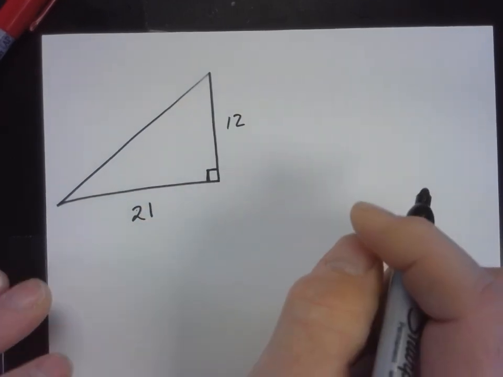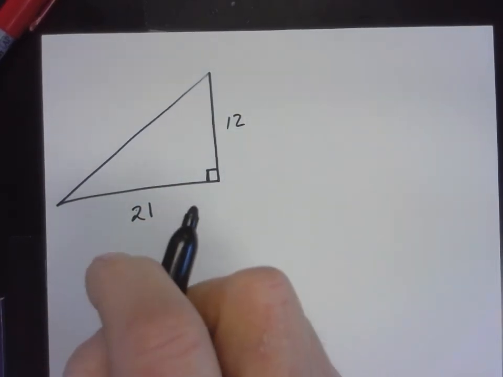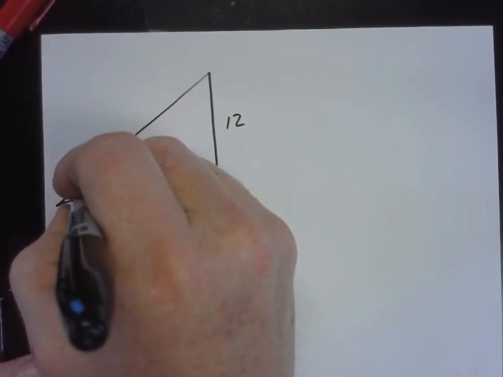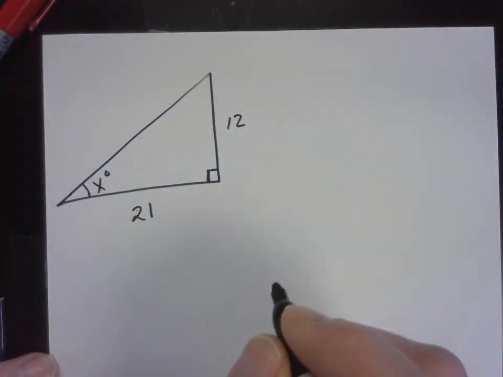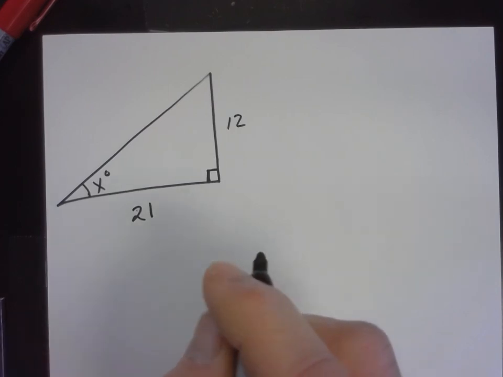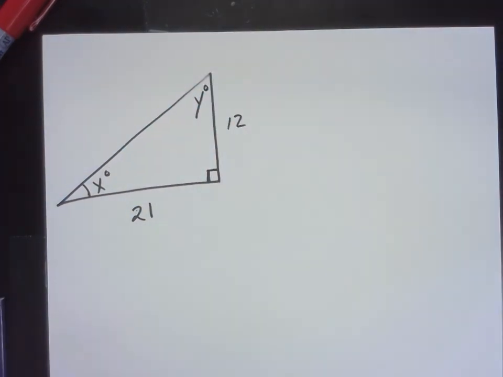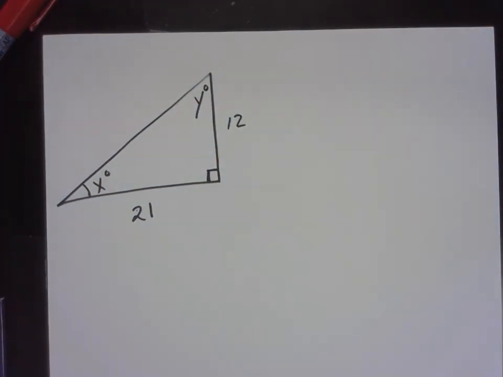Okay, so here's the thing. Everybody on Creek's side of the room, I want you to find this angle right here, angle X. Okay? Everybody on Brooklyn's side of the room, I want you to find this angle up here, angle Y. Don't just do it on the calculator. Write it down, write out the function, then get out your calculator and figure it out.